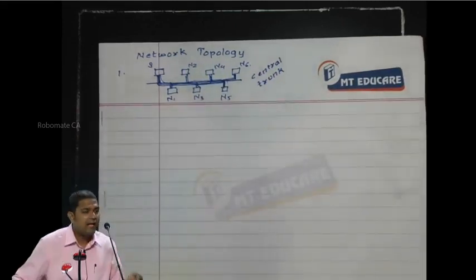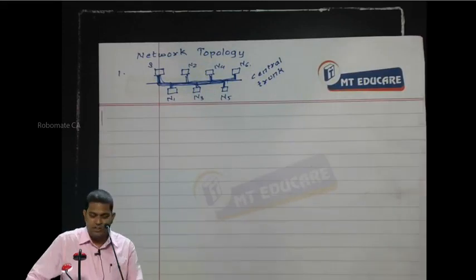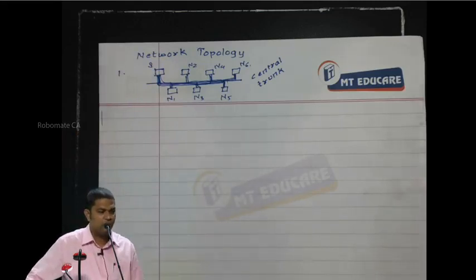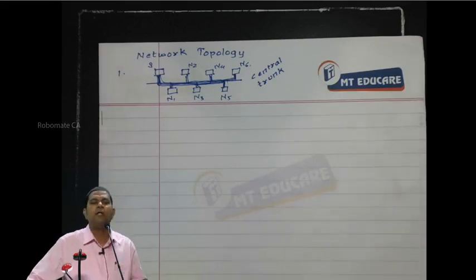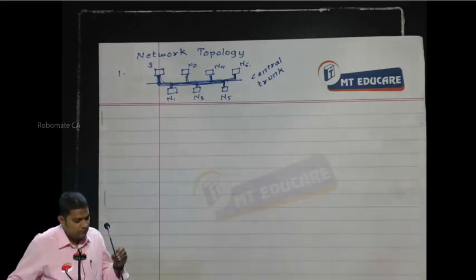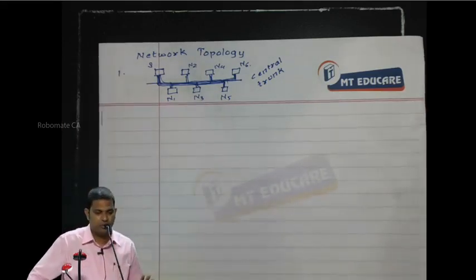Adding a node and removing a node is very simple in bus topology. Just put a D connector, add the node, connect it to the server, get an IP address, and it is done. If you want to remove it, just remove it, finish. Adding and removing a node is very simple. Then diagnosing a fault is also simple in a bus topology.